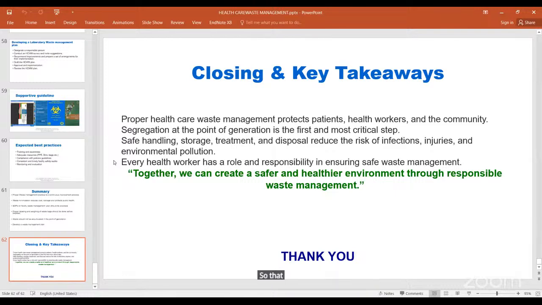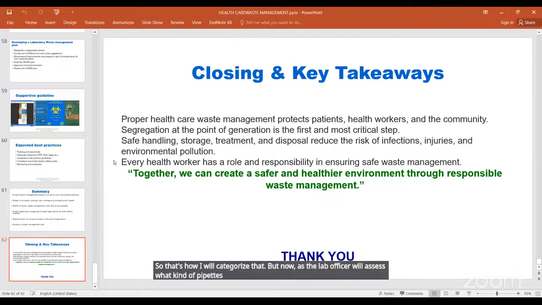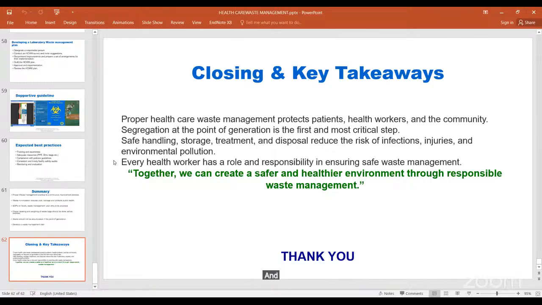So that's how I will categorize that. But now as the lab officer, I will assess what kind of pipettes I am using and which is the best way to dispose of it. Thank you.